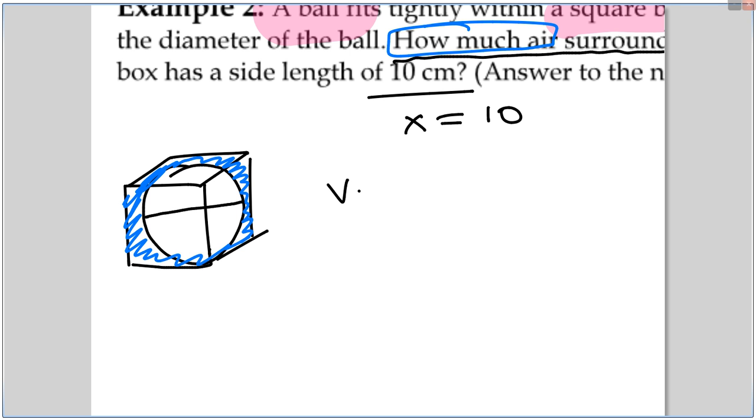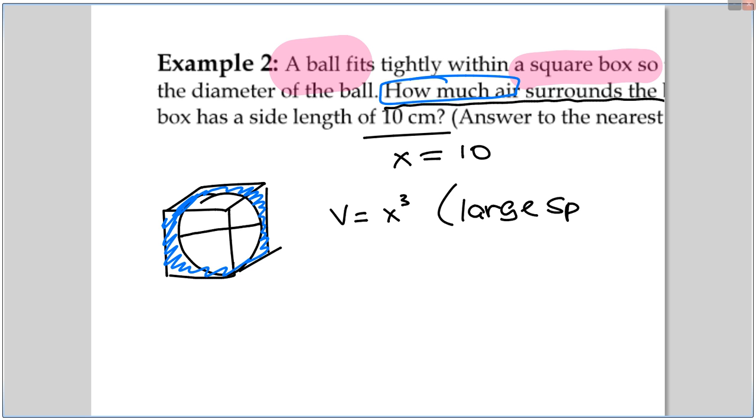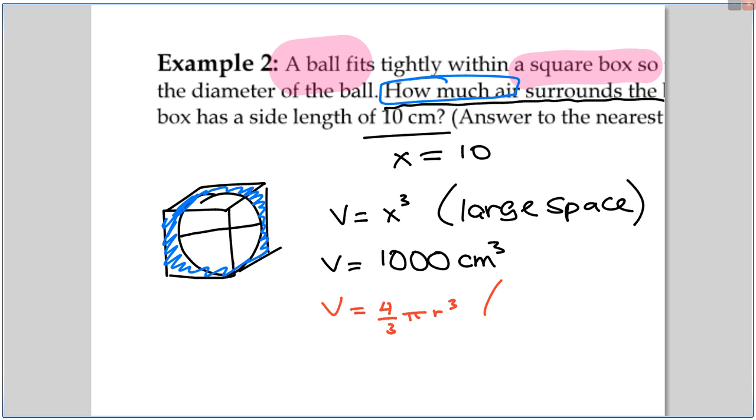So let's find the volume of the cube. This is the large space, right? So volume is 10 cubed, 1,000 cubic centimeters. And then you do the volume of the sphere, which would be 4/3 pi r cubed. So this is the small space.